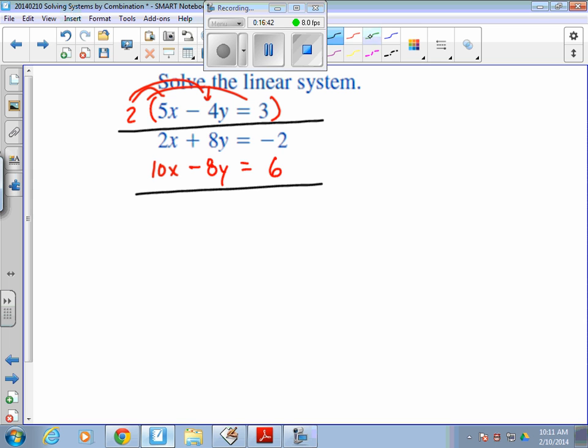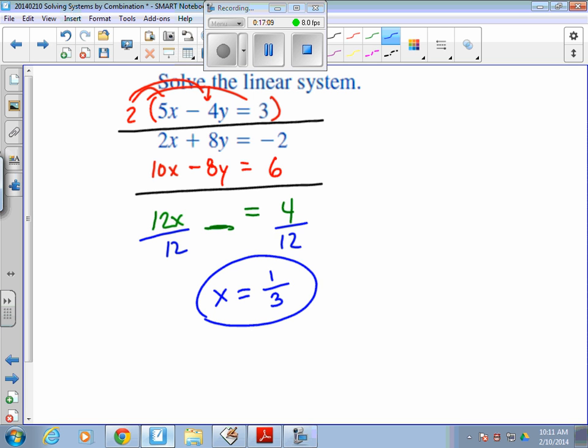Combine the rest of them. 2x and 10x is 12x. 8y and negative 8y cancel out, equals negative 2 and 6 is positive 4. 12x is what it should have said. So now all you have to do is solve for x. Divide by 12. Do the same here. X's value equals 4 over 12. The number 4 goes into both of them. It goes into itself once and into 12 3 times. So you have a value for x. It equals 1/3.